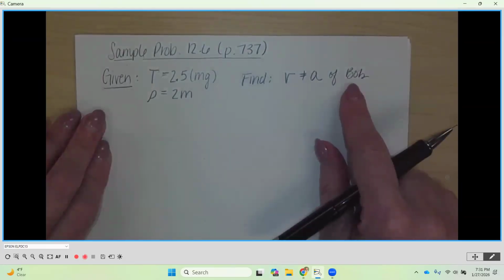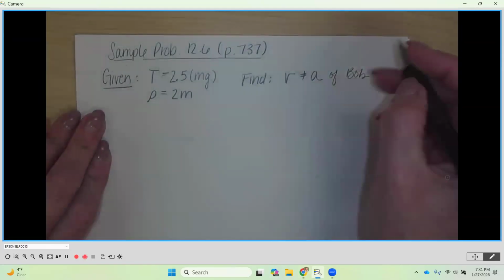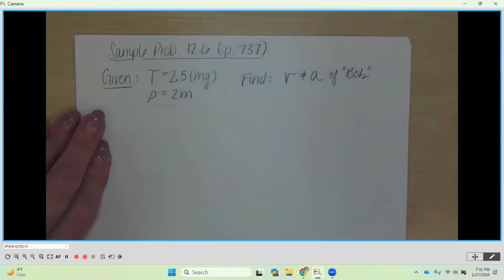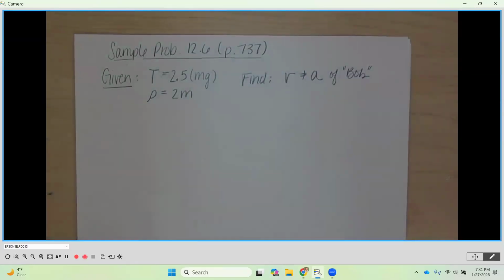Probably a lowercase b on Bob, because it's not Bob, a person's name. It's bob, a thing. But well, we'll call him Bob. Acceleration and velocity of Bob. All right, so now we've got to draw the diagrams.